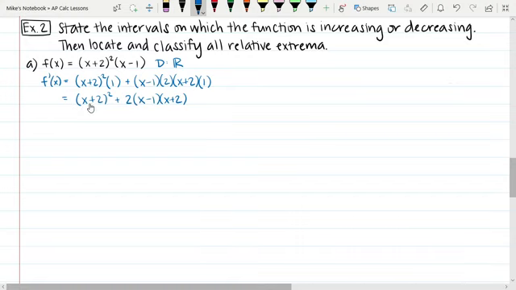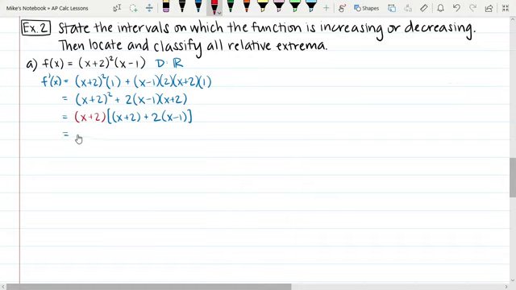Both terms contain a common factor of x plus 2. So I am going to factor out an x plus 2. That is going to leave me with another x plus 2 in that first term, plus a 2 times an x minus 1 from the second term. Notice that x plus 2 is now gone out in front.